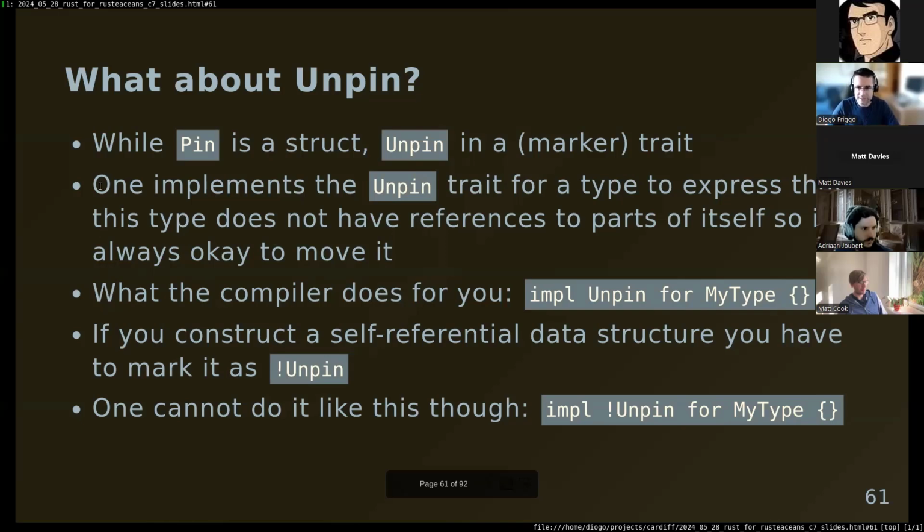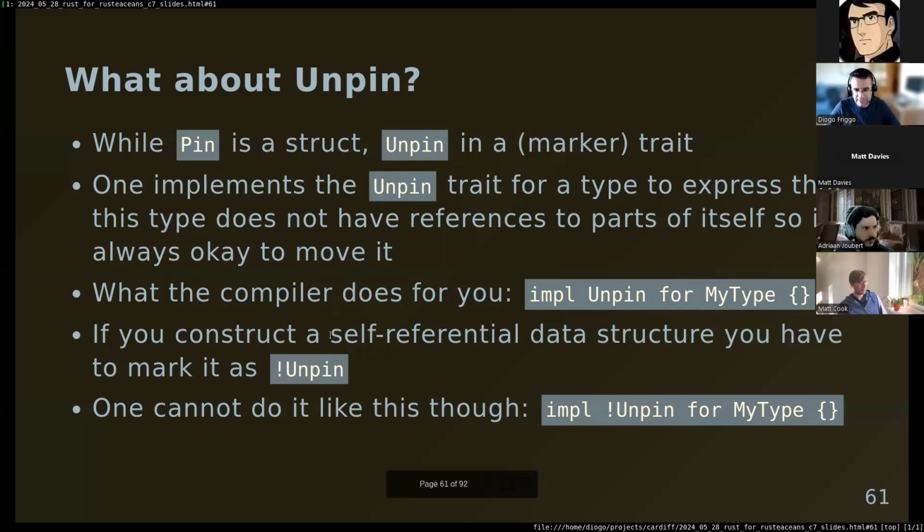Another example is types that don't have references to themselves. If you don't have the references, why would you care about data moving from one part of the code to the other? There's no reason. So here's what the compiler does for you. It implements Unpin for all your types, as long as their fields are also Unpin.